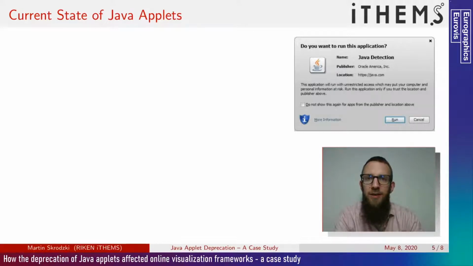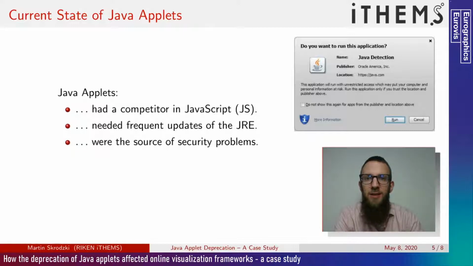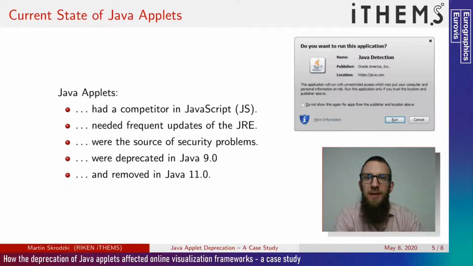So what happened? Well, these Java applets, on the one hand side, they had a strong competitor in the form of JavaScript, which was widely supported by many browser vendors and is extremely lightweight and easy to handle. Also, the JRE environment needed frequent updates, which was a hassle to many users, but not updating the environment caused severe security problems. So these reasons caused that the applet technology was deprecated in Java version 9 and eventually removed from Java version 11. That left the Java View visualization framework without one of its core functionalities, the easy web export. So how did the framework recover from this? What developmental changes were made? This will be investigated in the following.